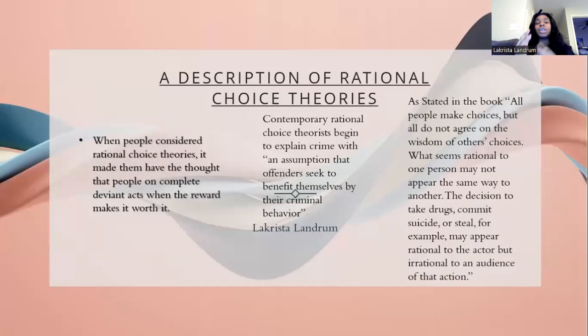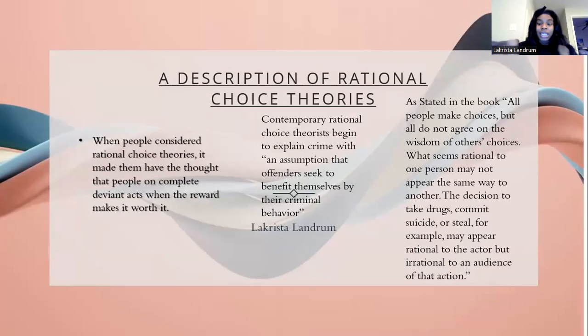All right, so a description of rational choice theories. These are just a couple quotes that I took from the book that'll help you paint a mental picture of what people think rational choice theories is exactly, and what it's considered to be. As stated in the first bullet point, when people consider rational choice theories, it made them think that people commit deviant acts when the reward makes it worth it. So I'll summarize that for you because there seem to be a couple of mistypes in there.